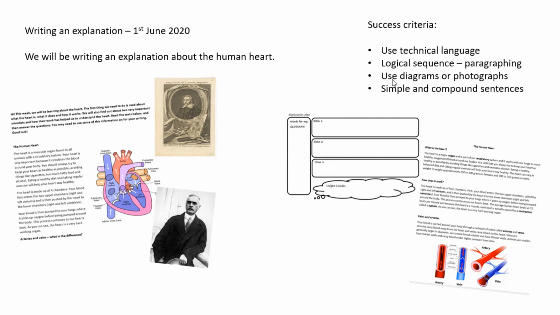We're going to use diagrams and photographs to illustrate what we're talking about. It makes it more visual for the reader as well. And so that we can make sure that our explanations are as simple as possible and as easy to understand, we're going to use a lot more simple and compound sentences. Okay?